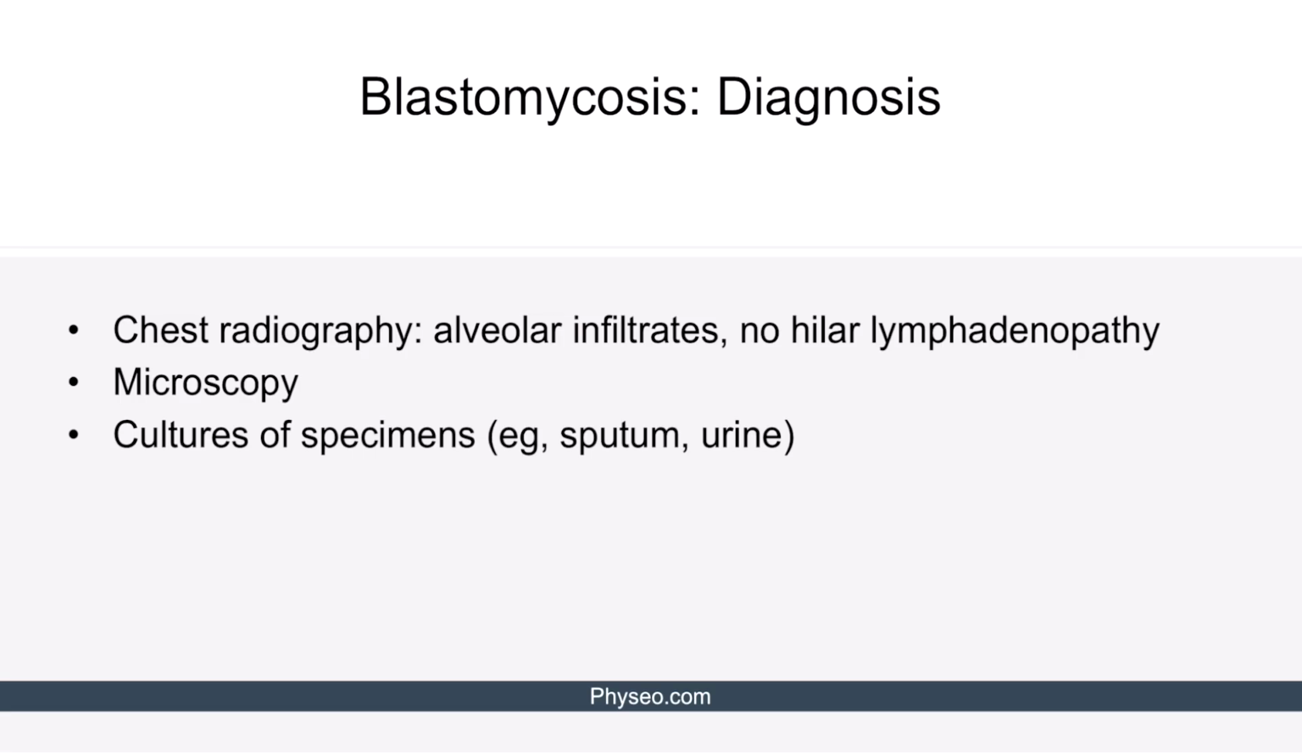So how do you actually diagnose blastomycosis? On chest radiography, alveolar infiltrates may be detected. Now there's no hilar lymphadenopathy, and that can actually help distinguish blastomycosis from histoplasmosis. So histoplasmosis, yes. Hilar lymphadenopathy, blastomycosis, no. And microscopy and cultures of specimens, for example, the sputum or urine specimens, should also be performed.